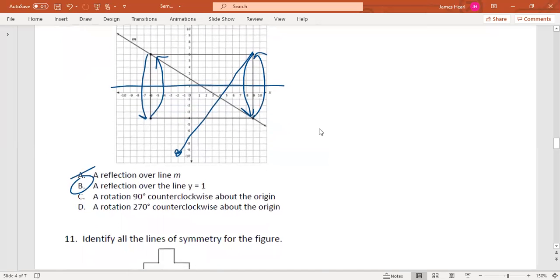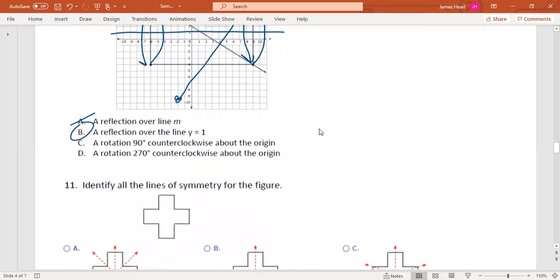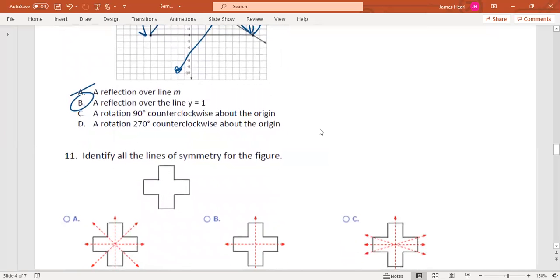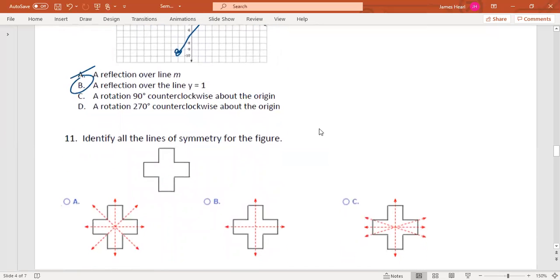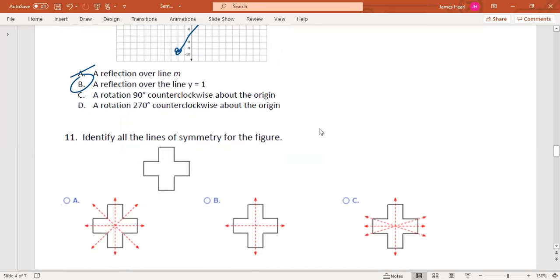Let's see, for 11, we'll get into a little bit of symmetry here. For this plus sign looking figure, we're asked to find all the lines of symmetry in it. So just start thinking about how you could fold it in half. You could fold it in half from top to bottom, and you could easily fold it in half from left to right, which now if you start looking at the answers, C gets thrown out. This line does not fold it in half perfectly. If you wanted a diagonal line, it would have to go that way.